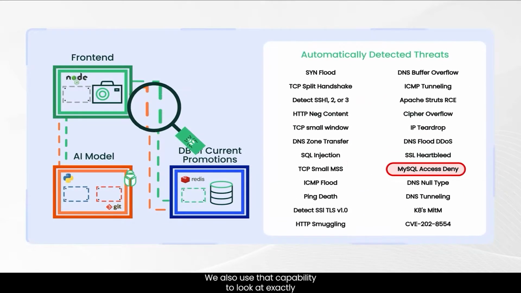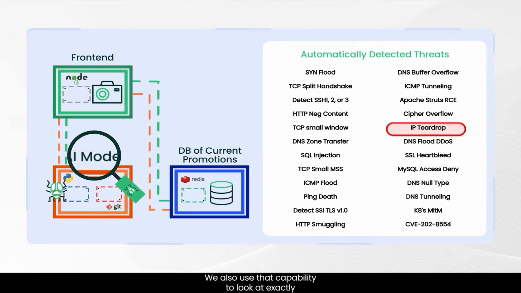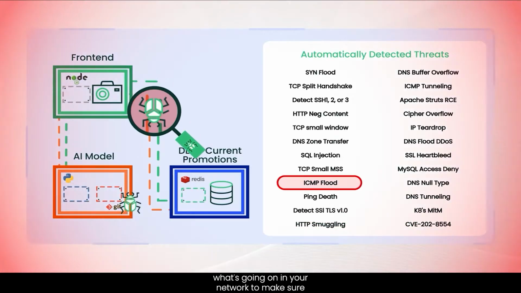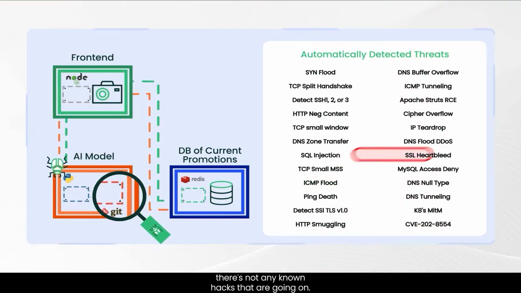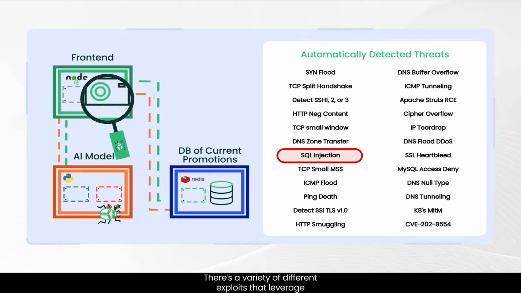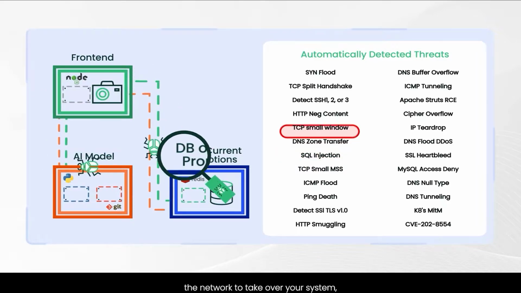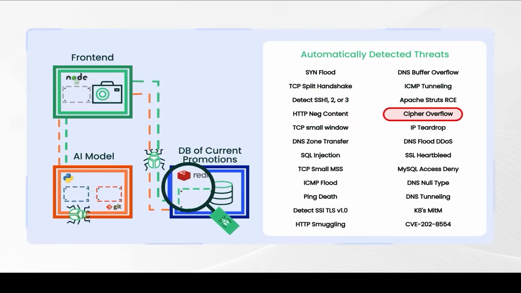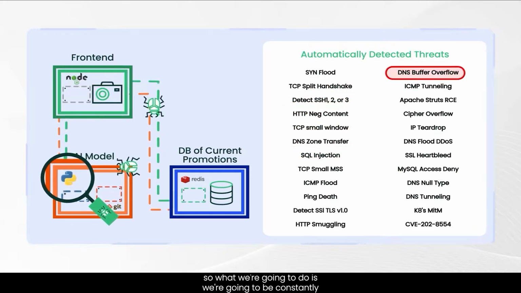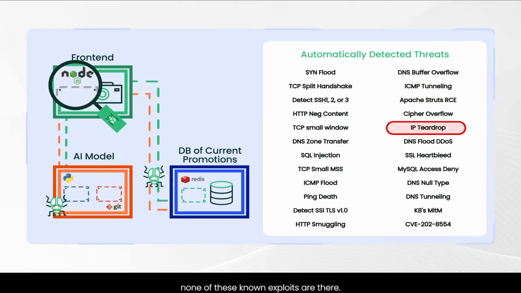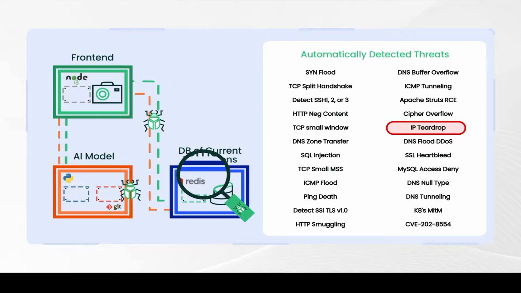We also use that capability to look at exactly what's going on in your network to make sure there's not any known hacks that are going on. There's a variety of different exploits that leverage the network to take over your system. So what we're going to do is we're going to be constantly looking over the network to make sure none of these known exploits are there.